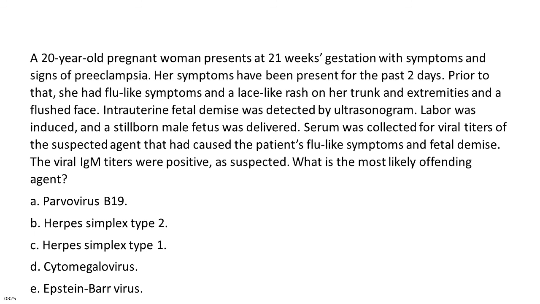The viral IgM titers were positive, as suspected. What is the most likely offending agent? A. Parvovirus B19. B. Herpes simplex type 2. C. Herpes simplex type 1. D. Cytomegalovirus. E. Epstein-Barr virus.